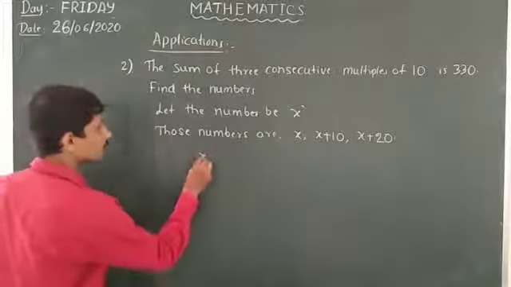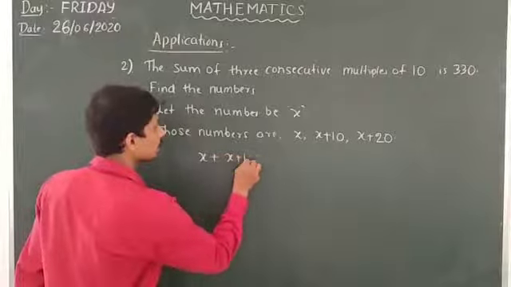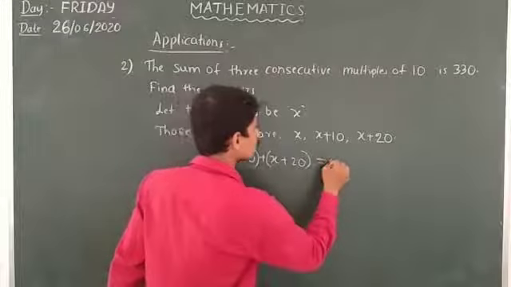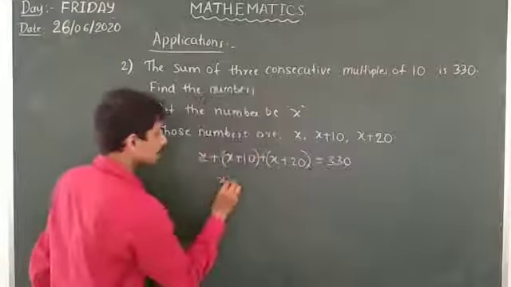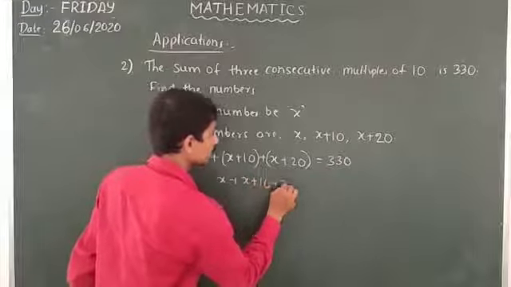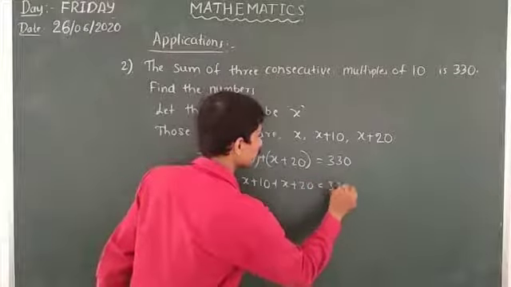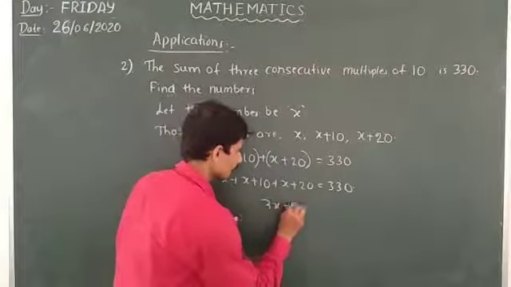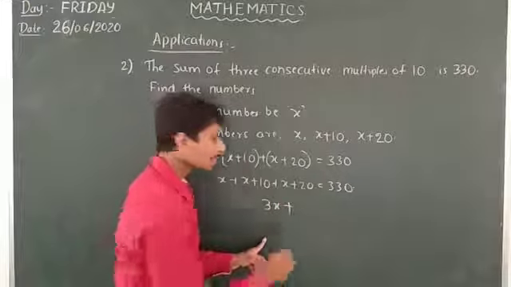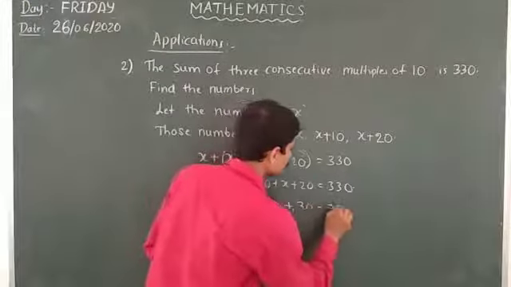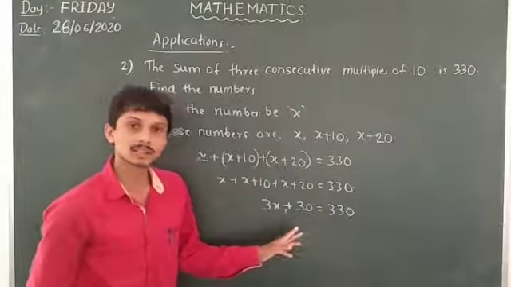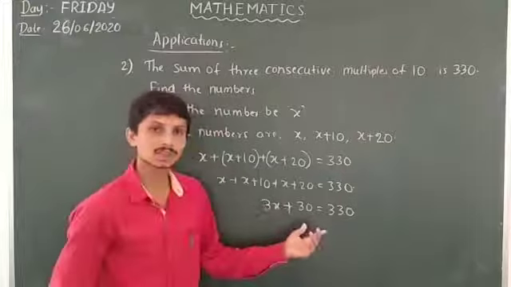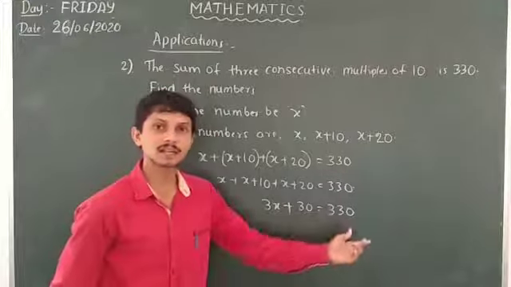So let us add those terms. x plus x plus 10 plus x plus 20 is equal to 330. So 3x are there. x plus x plus x is 3x, plus 10 plus 20 is 30, is equal to 330. So it is in the form of the linear equation with x on one side and the numbers on the other side. That means we have to transpose plus 30 to this side.